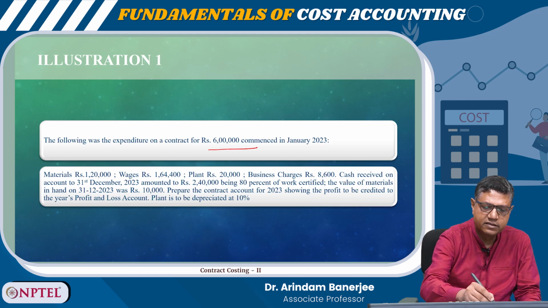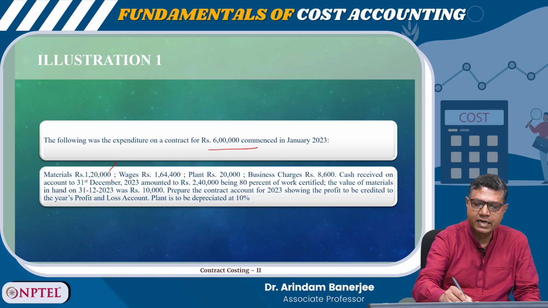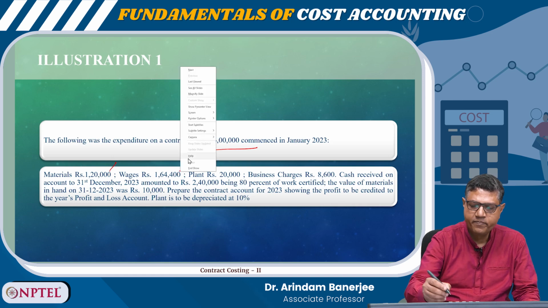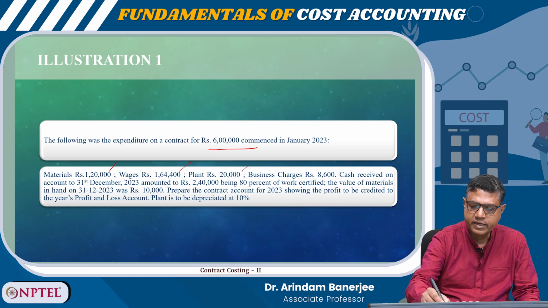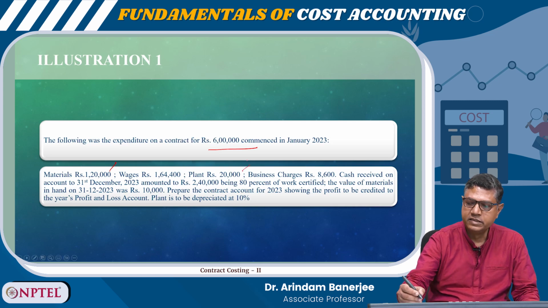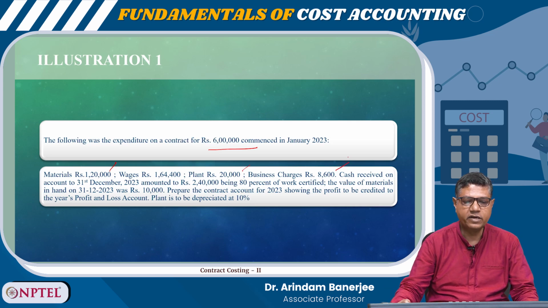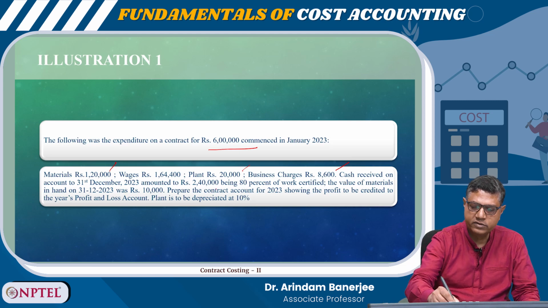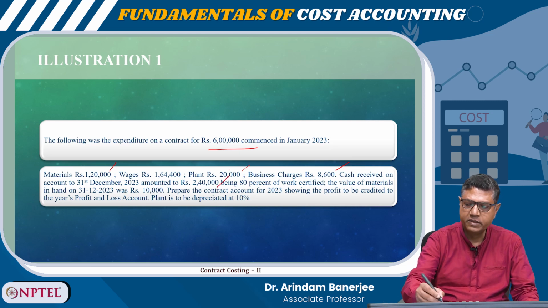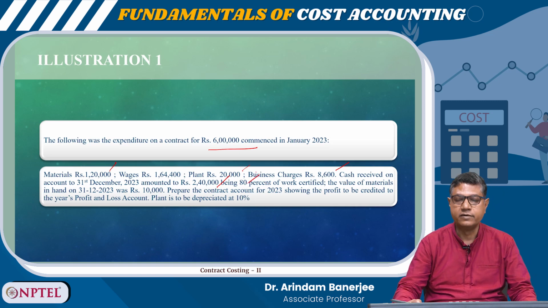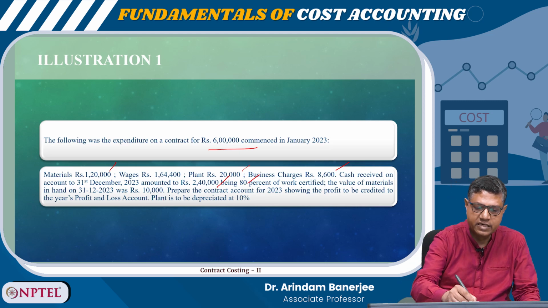First is materials rupees 1 lakh 20,000, wages rupees 1,64,400, plant it is 20,000, business charges 8,600, and cash received on account to 31st December 2023 it is 2,40,000, out of which 80% is the work certified. The value of materials in hand on 31st December 2023 is rupees 10,000.